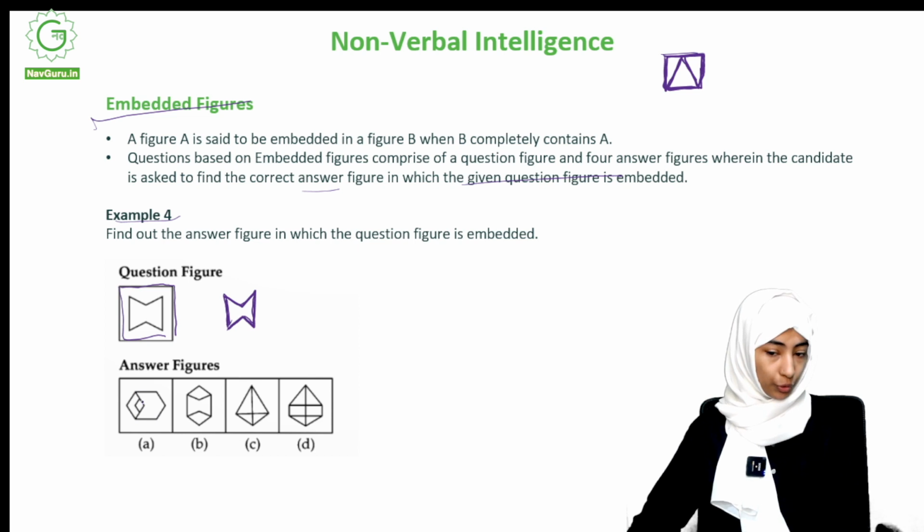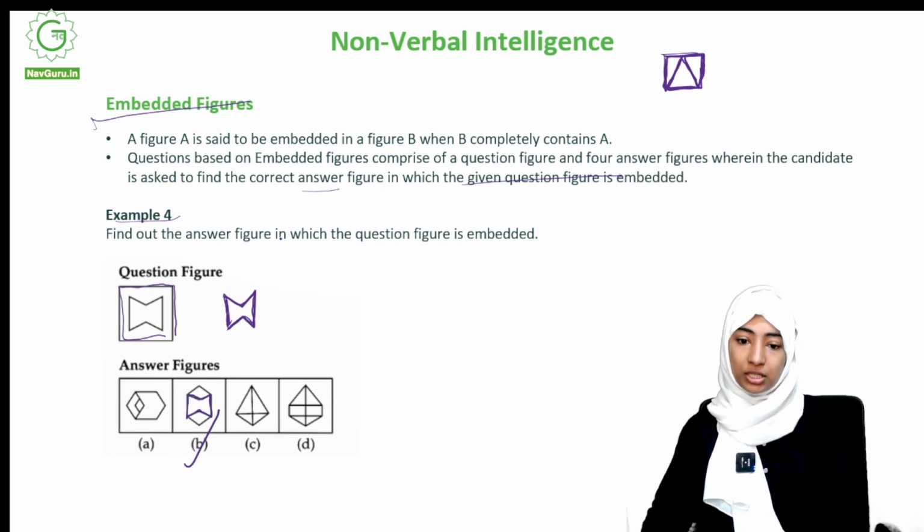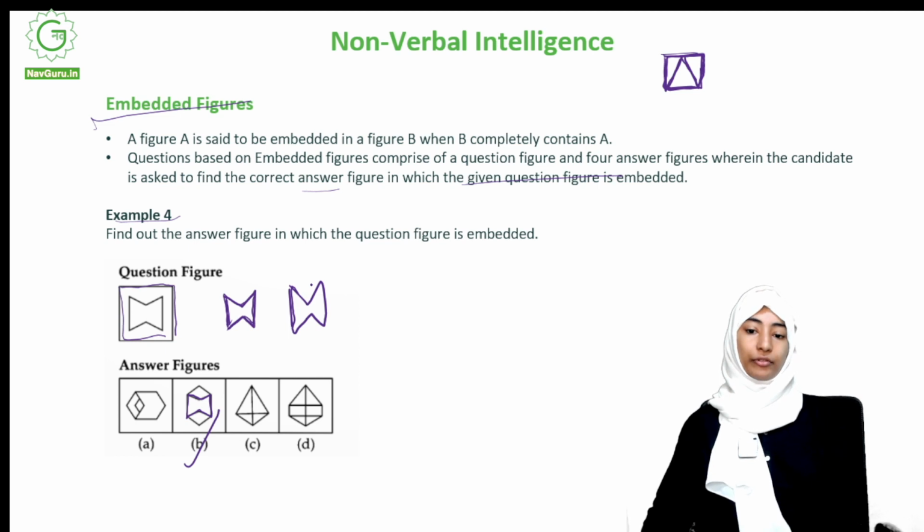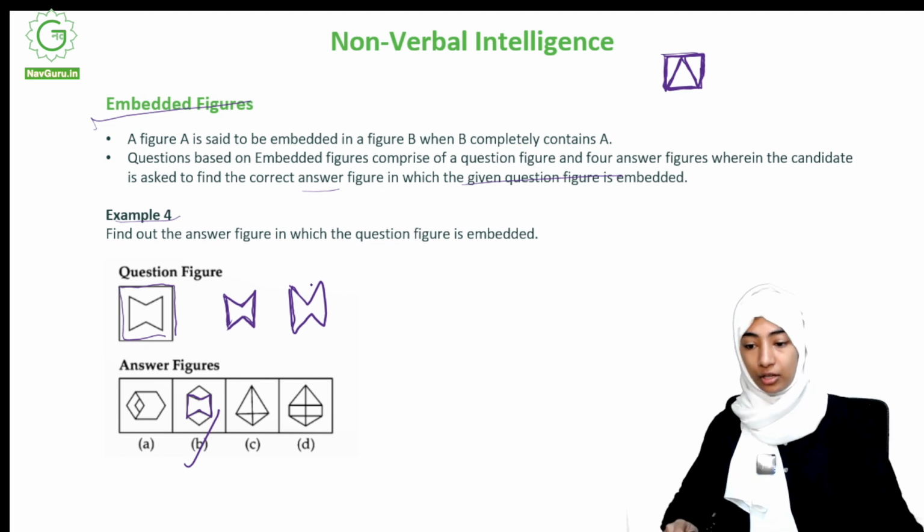Here do you see it? No, it's not there. Here do you see it? Yes, you have the figure here, right? So basically this is your figure. Here do you see it? No. Here do you see it? No. So the answer is B. It's as simple as that. You just need to find out in which of these options you have this thing, and that's all you need to know. That's how you solve embedded figure questions.